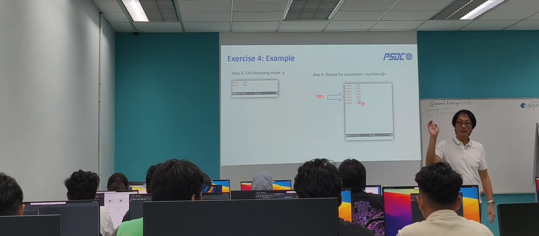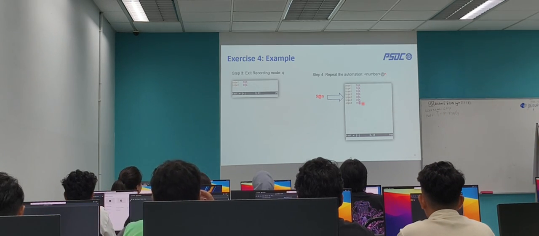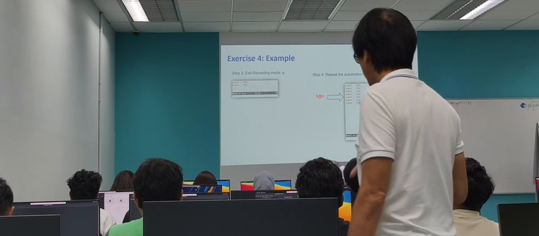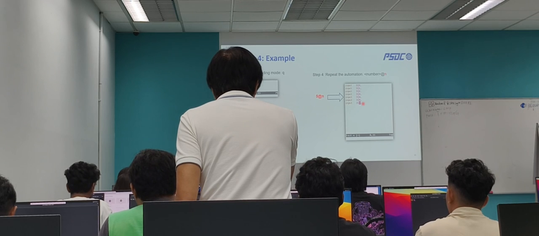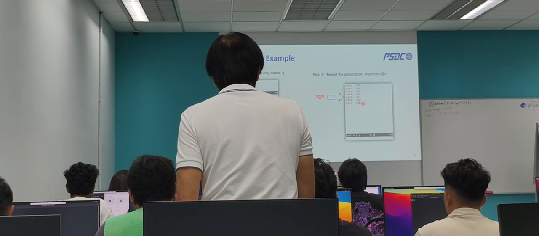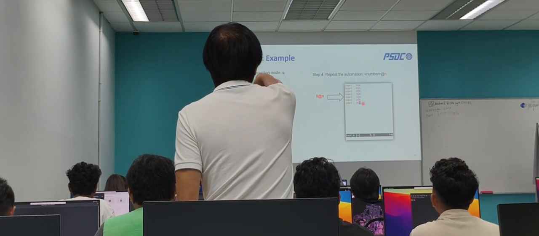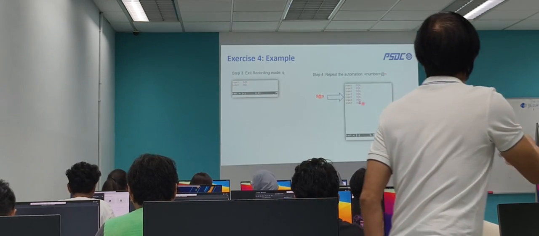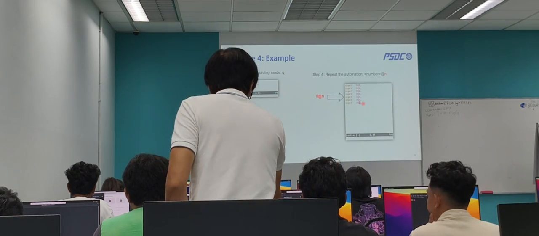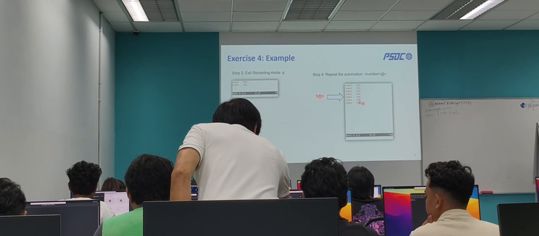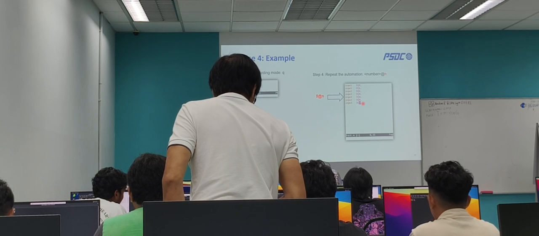So okay, step 3 is stop the recording mode. Then step 4 is to repeat 5 times. Now you already know that step 5, only level 5 and 10. See you right. No need for YY already. Just start 5 and so that's step 4.